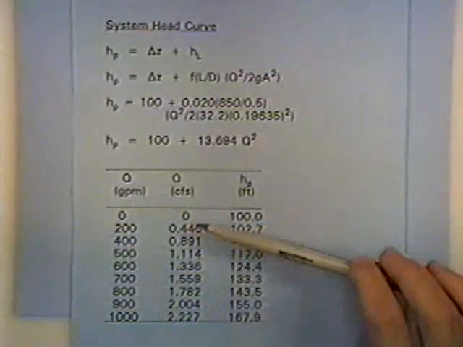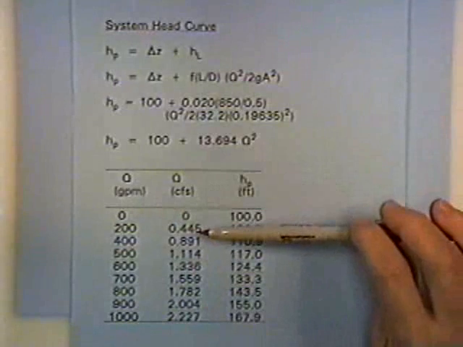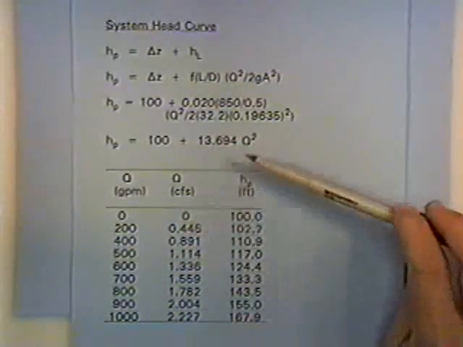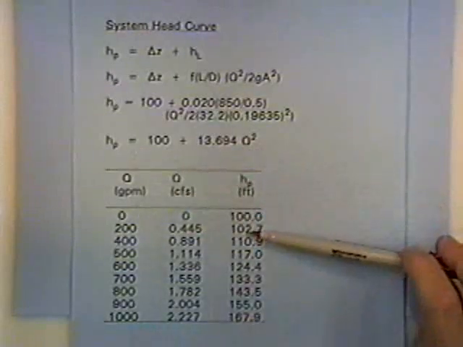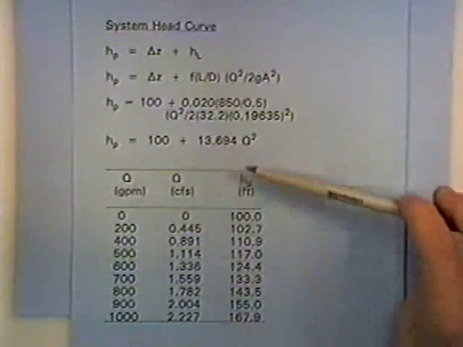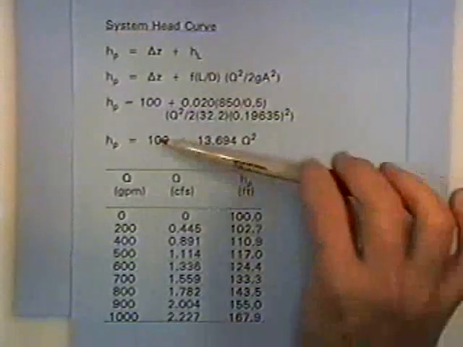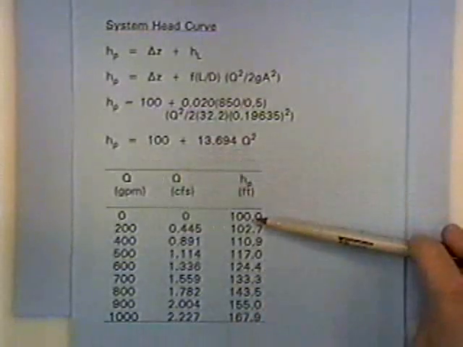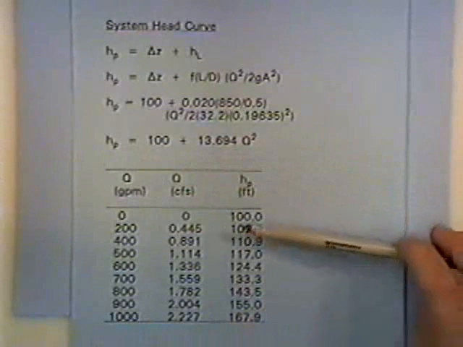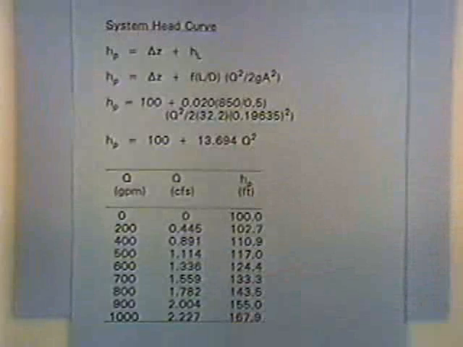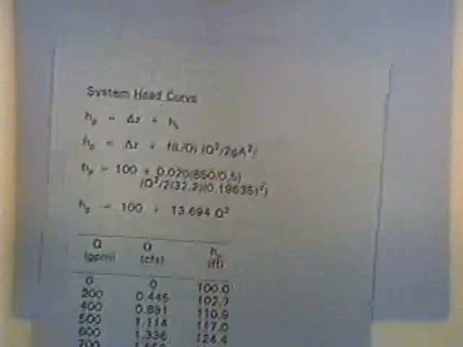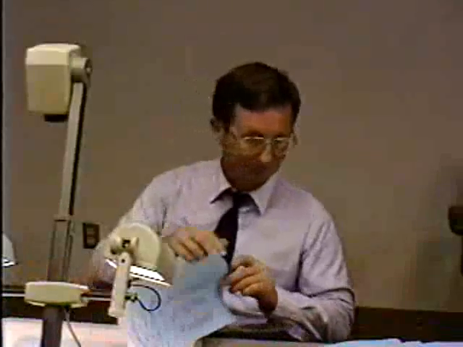And then if you plug in these flow rates, if you plug in 0.445 cubic feet per second for Q, you'll get a head of 102.7. If you plug in 0 for Q, you'll get the pump head of 100 feet. And for any of these Q's, we plug into the equation and get the pump head. And I did that so I can plot it up.